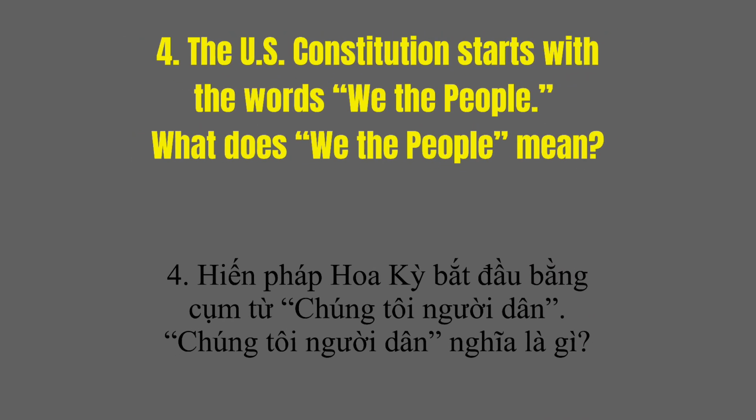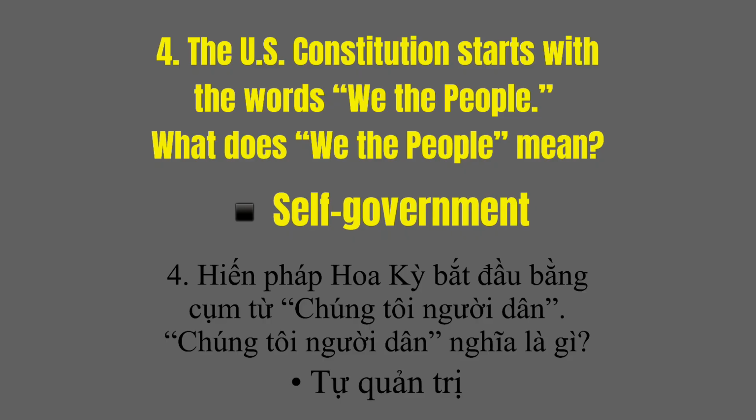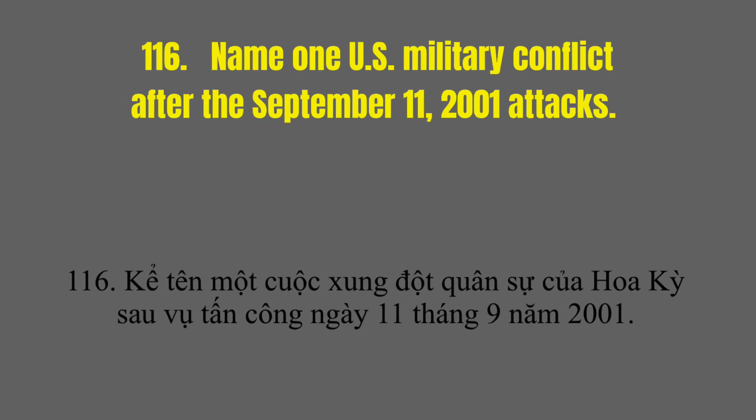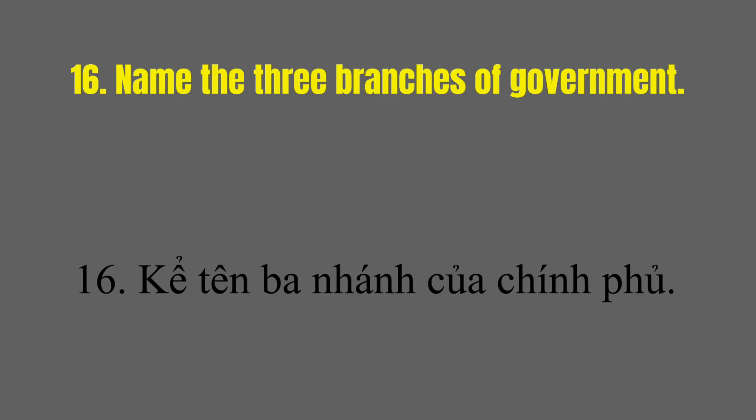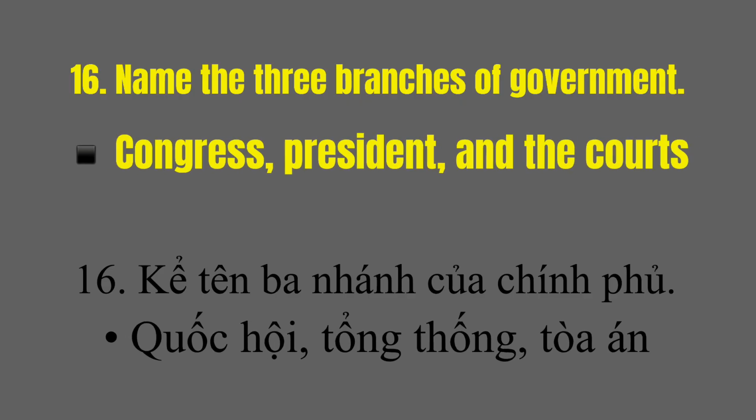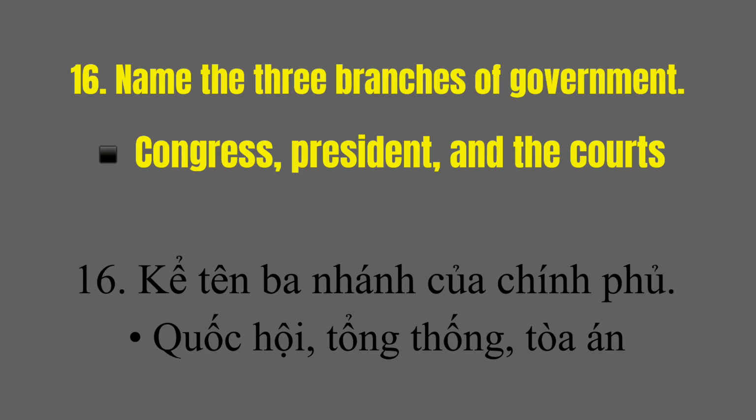The U.S. Constitution starts with the words, "We the people." What does "we the people" mean? Self-government. Name one U.S. military conflict after the September 11, 2001 attacks. War in Iraq. Name the 3 branches of government. Congress, President, and the courts.